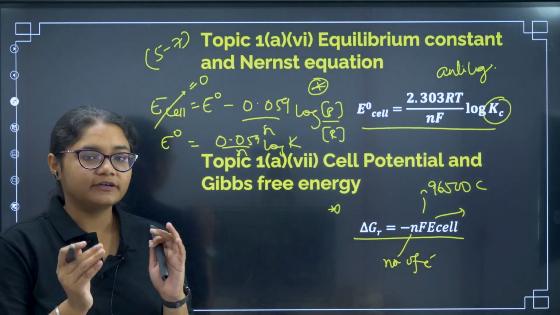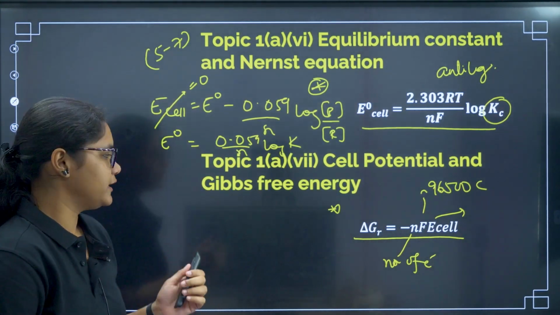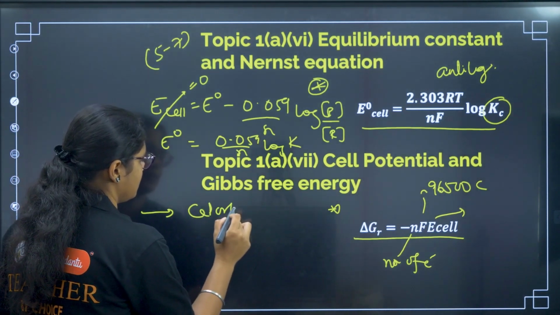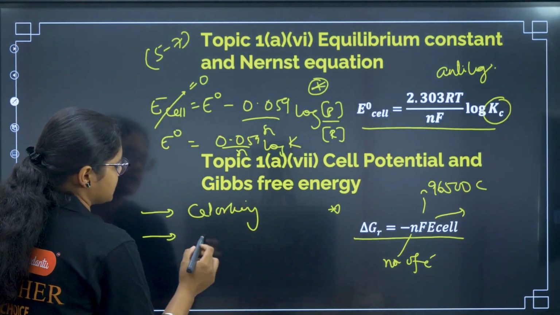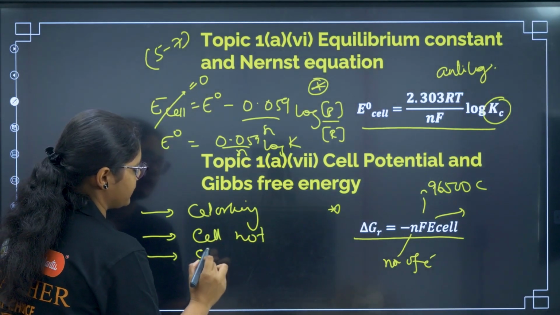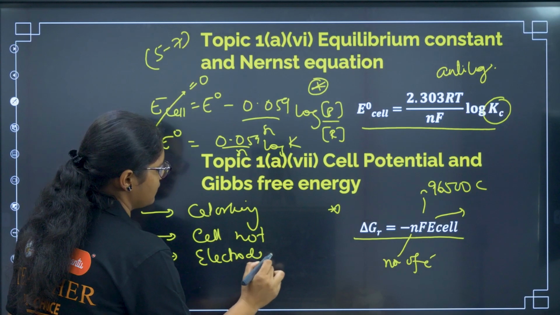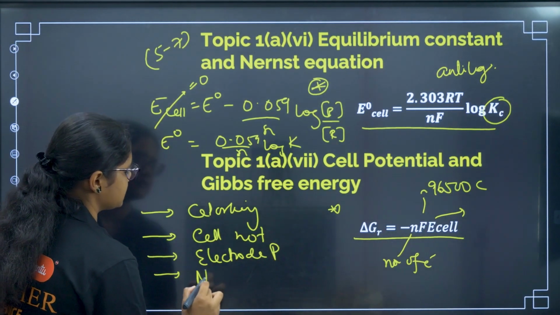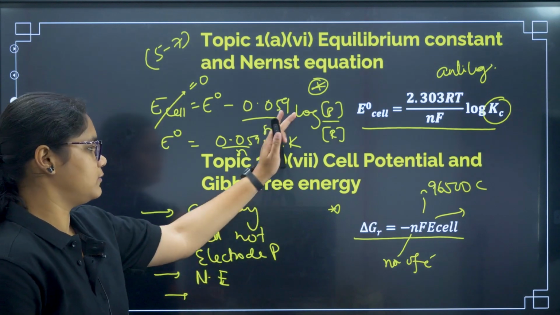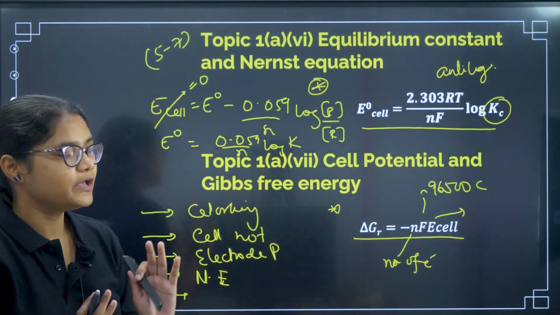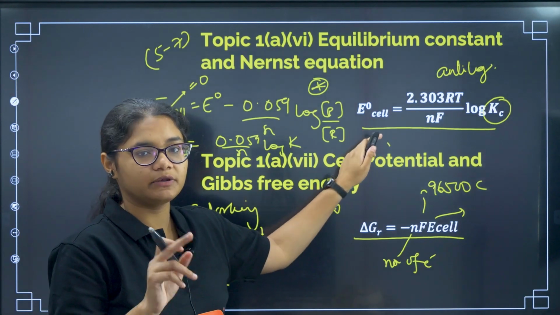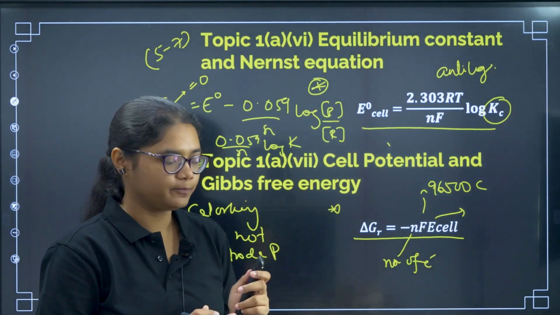So with this, the first part is over. Let us quickly revise once what we have discussed: the working of the cell, and then the cell notation. Then we have calculated how electrode potential, right? Then we have discussed the Nernst equation, and then these two formulas relating the equilibrium constant and delta G. From this part, you have to give more focus on this formula. Equilibrium constant questions are asked more.